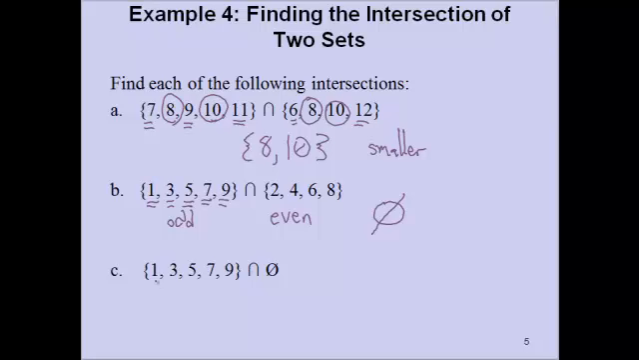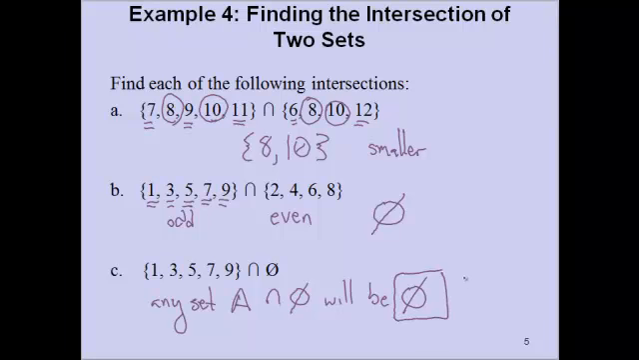Now, here's just a nice property. Any set A intersected with the empty set will be the empty set. Okay? There are no elements in the empty set, so it can share none of these elements with any other set. So this is always going to be the case. So this is the answer to C right here, and it's kind of a property, and that makes us happy.